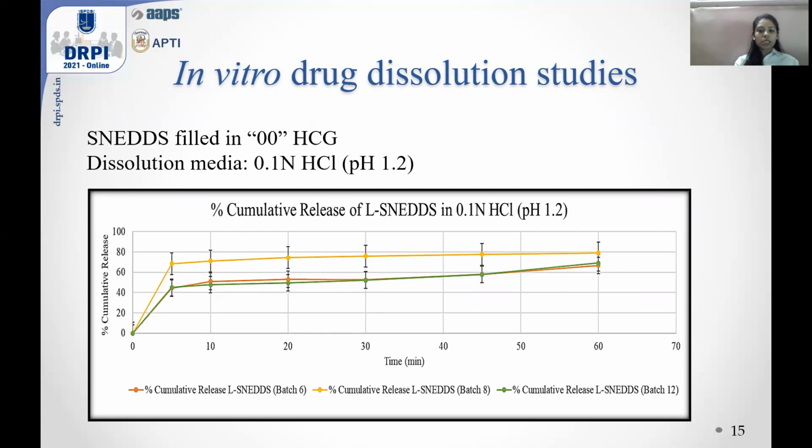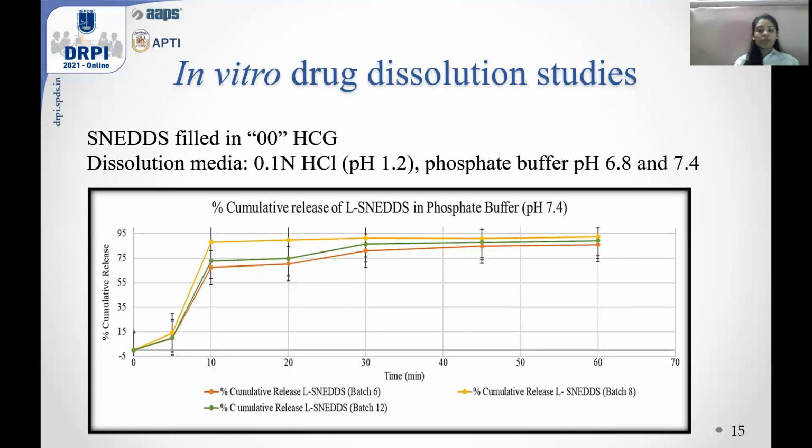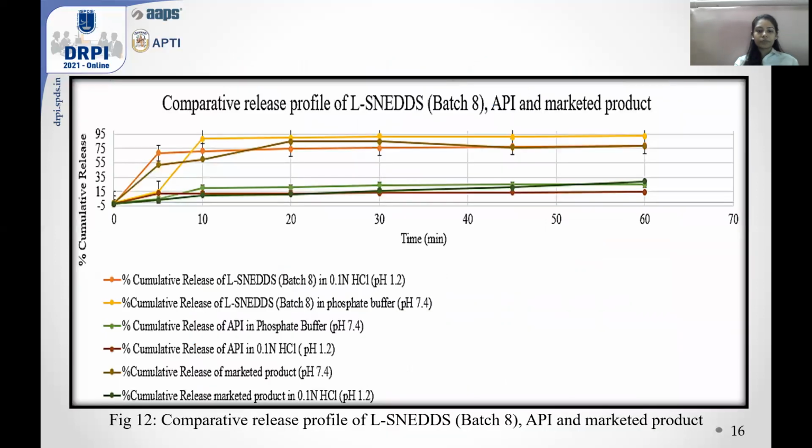In vitro dissolution studies were done in paddle apparatus in three mediums, namely 0.1 normal HCl, phosphate buffer 6.8, and 7.4. Graphs show that in all the three mediums, maximum drug release was from batch 8, which may be due to higher S-mix content. When batch 8 was compared with API and the marketed product, more than 75% of the drug was released in 60 minutes.